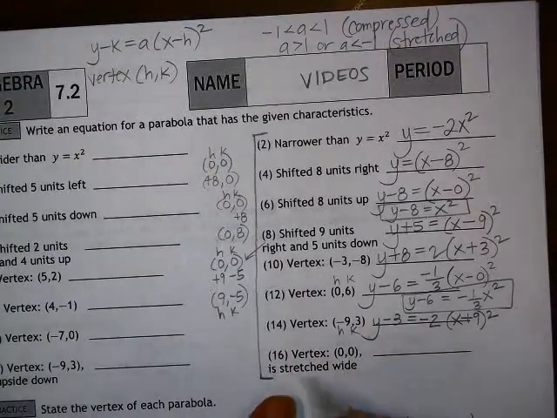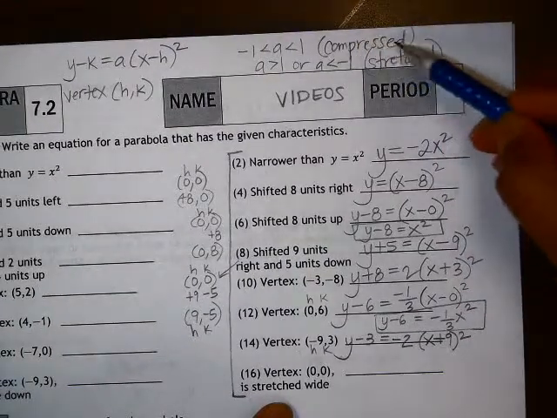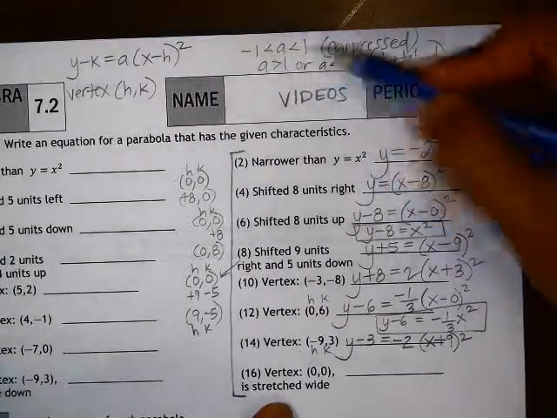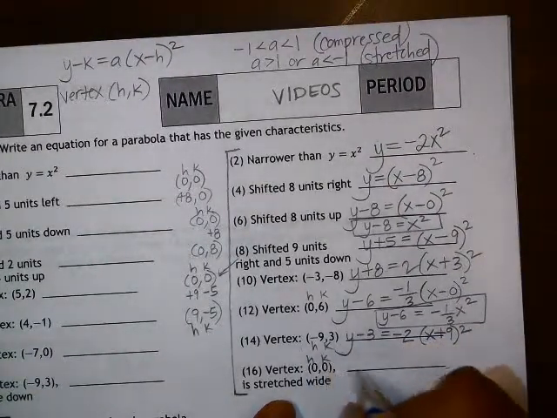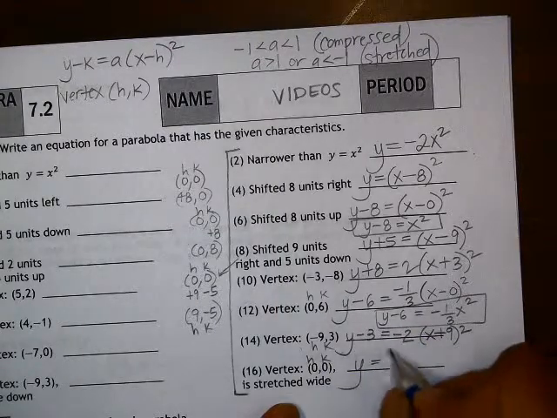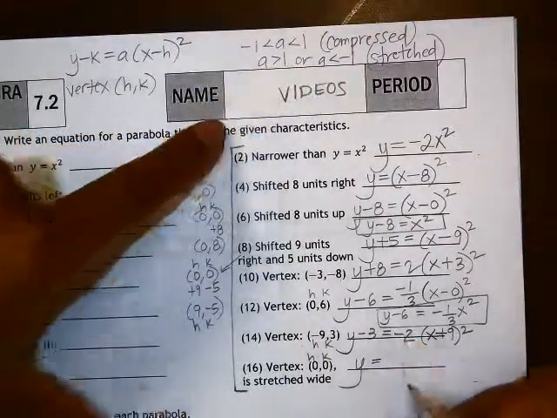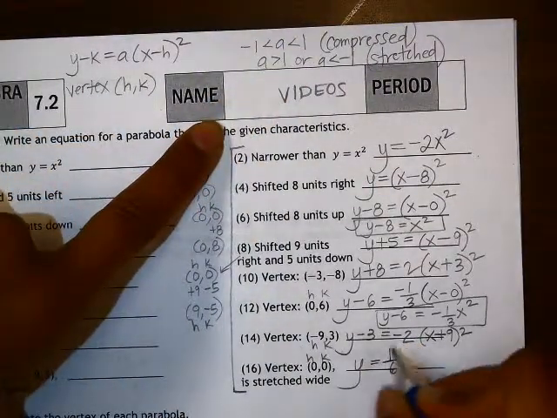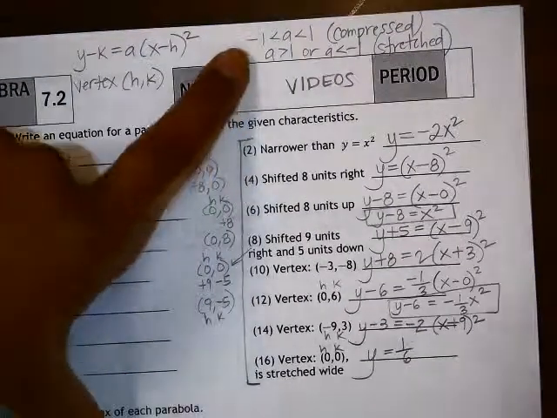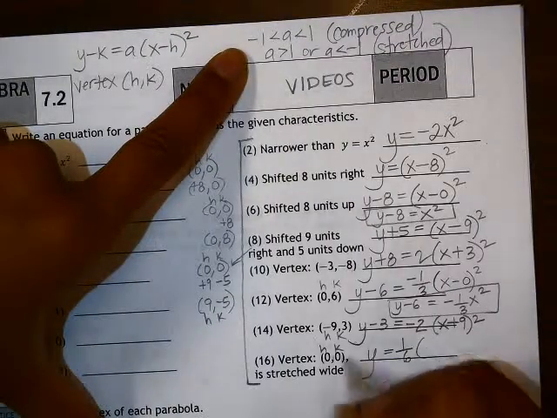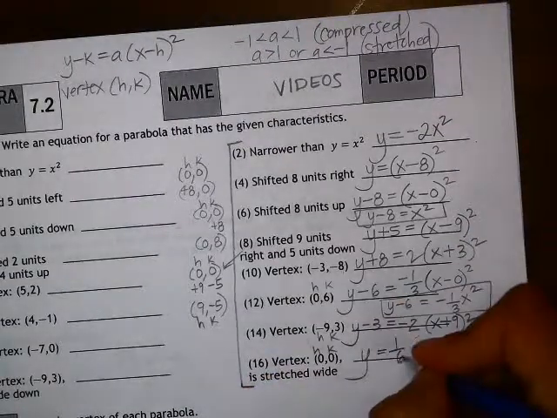A vertex of (0, 0), and it's stretched wide. Being stretched wide is the same as being vertically compressed, which means a needs to be somewhere between -1 and 1. You could pick any number. So y minus k is equal to 0, so it's just y, equals a. Pick any number that's between -1 and 1. So I'm just going to pick 1/6. You could pick -1/2, -1/3, 1/4, any number that's between -1 and 1. And then x minus h, x minus 0 is just x, so I can just say x squared.